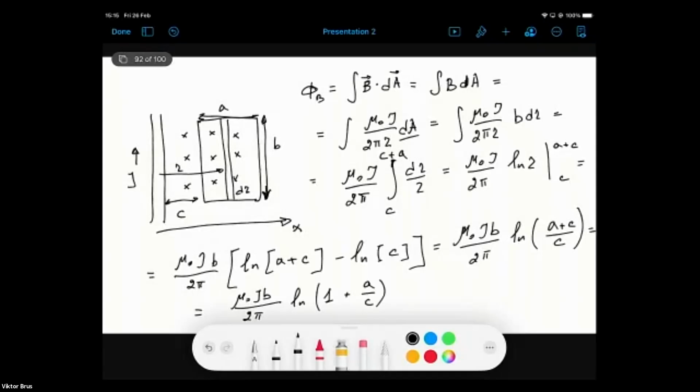So this is the final equation, which allows us to calculate the non-uniform magnetic field flux through the given rectangular frame as shown on our image.